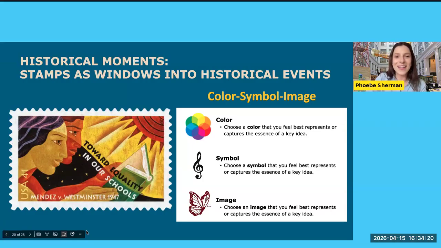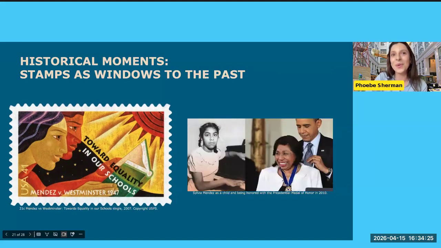Philippa, would you mind just moving to the next slide so we can dive a little bit deeper into this stamp? Okay. So, I'm curious, has anybody seen this stamp before? Is this a stamp that anyone is familiar with? This stamp is not an old stamp, but it's a little bit older than the last ones that we've looked at. So this stamp was issued on September 14th, 2007, and it is known as the Mendez versus Westminster stamp, and it commemorates the landmark civil rights case, Mendez versus Westminster.